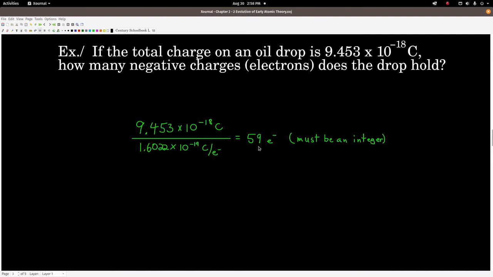So when you do this type of calculation, you're going to get some numbers past the decimal place. But we know it has to be an integer. So regardless of sig figs, because we know the chemistry, we round to an integer. So it ends up, in this case, I think, 59 electrons.